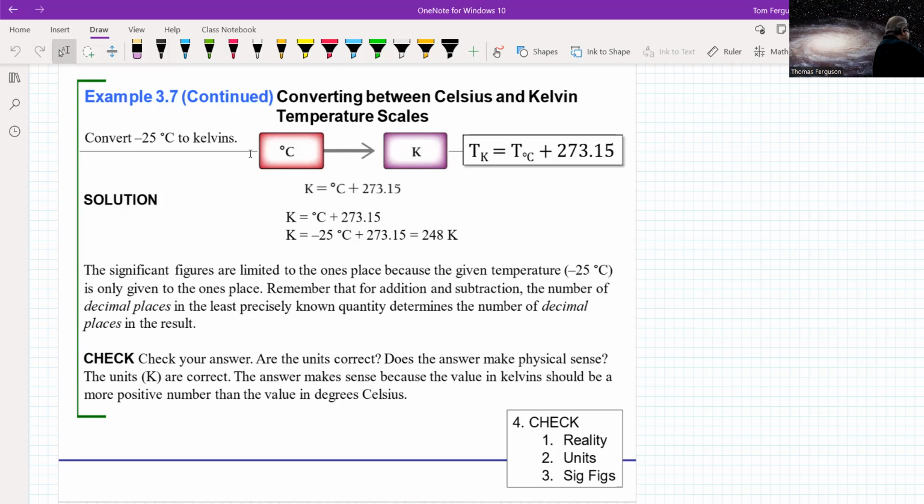Now, there's a simple relationship. Let me review temperature. Temperature is the metric we use to measure the kinetic energy in an atom or molecule. The higher the temperature, the more kinetic energy, and kinetic energy is the energy of motion. So the higher the temperature, the more the atom or molecule is moving.